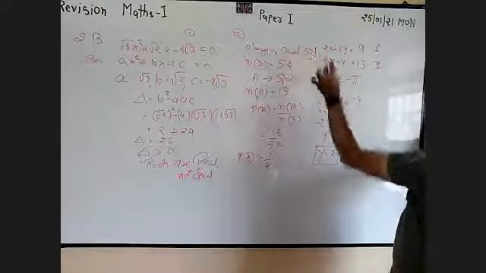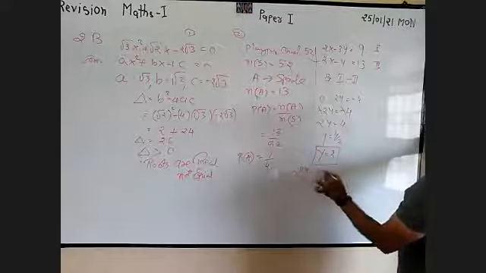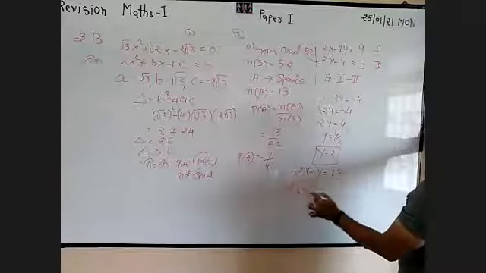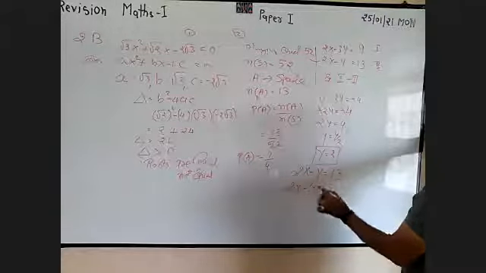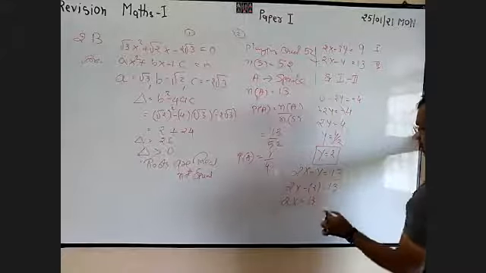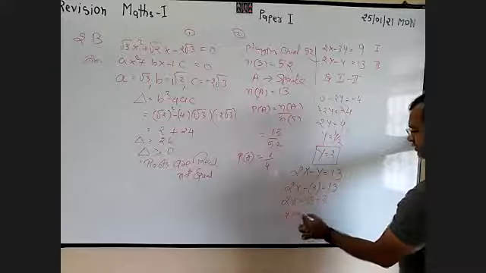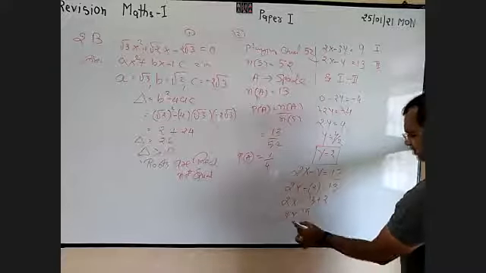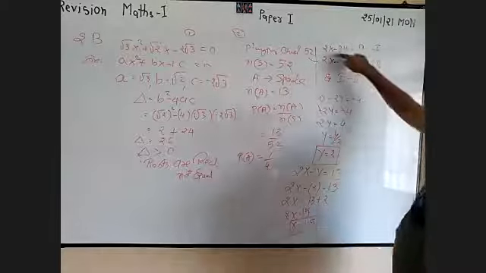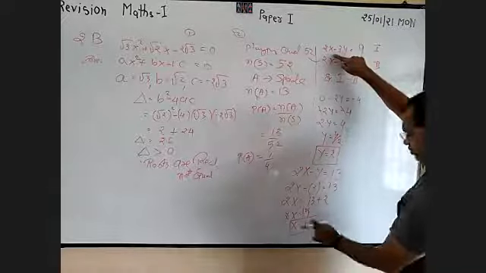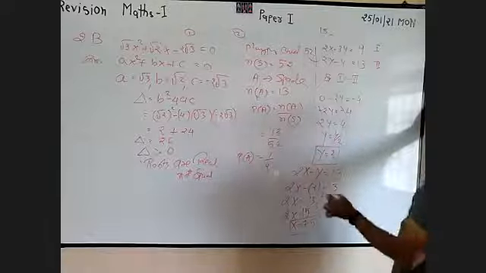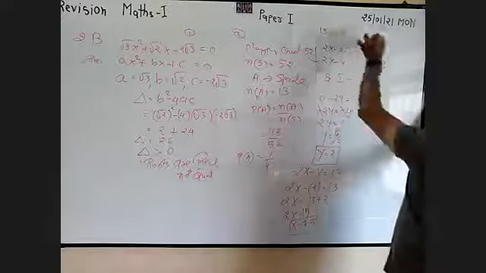Substitute in any one equation. 2x minus y is equal to 13. 2x minus 2 is equal to 13. 2x is equal to 13 plus 2. So 2x is equal to 15. So x is equal to 7.5. Check: 7.5 into 2 is 15, minus 3 into 2 is 6, so it is 9, correct.